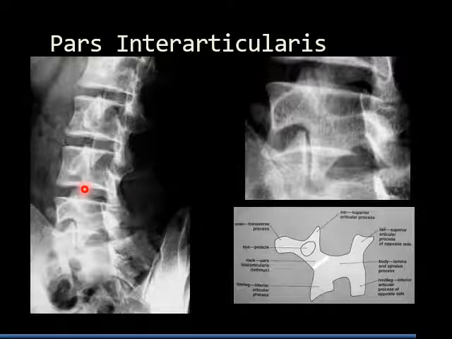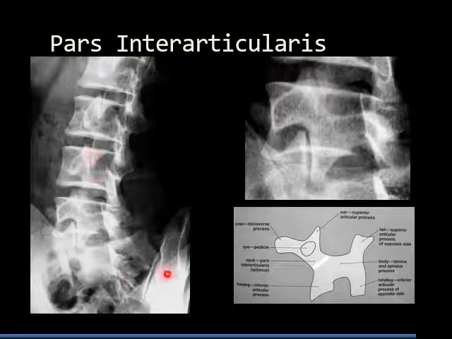And here it is very important to do a projection, which is called the oblique view of the lumbar spine, which is very important to test 3 things. Number 1, the pars interarticularis, to tell if there is pars defect or not, to comment upon the facet joint, and to tell about the vertebral foramen.